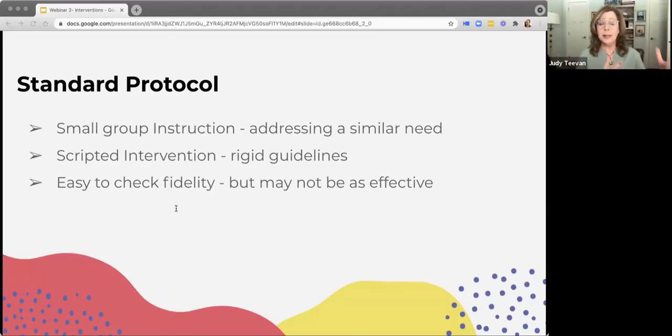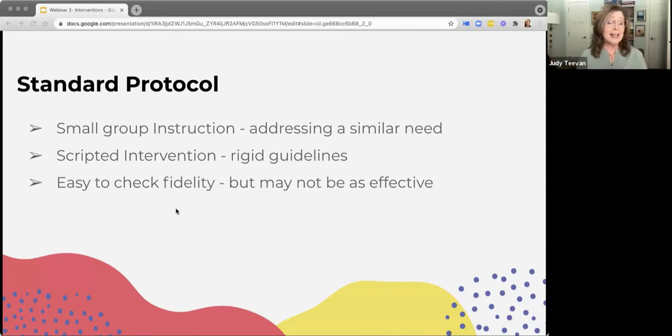So this is a scripted intervention where teachers follow very rigid guidelines as they deliver the intervention in a small group setting. Now, this model is specific as to who provides the instruction and the frequency and the duration of the intervention and the materials being used. This standardized scripted intervention protocol is applied consistently to all students in that small group. Now, because the procedures within a standard protocol model are very clear and specific, treatment fidelity is relatively easy to check.